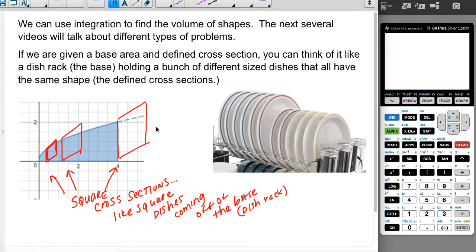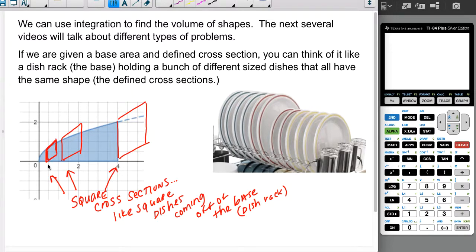Square cross sections, right? What I want you to do is think about these cross sections sort of like they're dishes in a dish rack. Hence the picture I took from the interwebs of dishes in a dish rack. They're the same shape plate. In this case, they are square plates, but they're different size plates, like you can kind of see on this dish rack. Again, it was very hard to find a picture that exactly encapsulated what I was going for, but that's the gist.